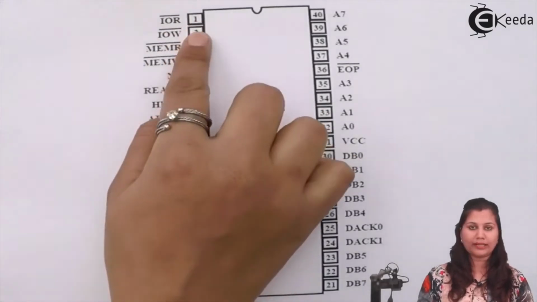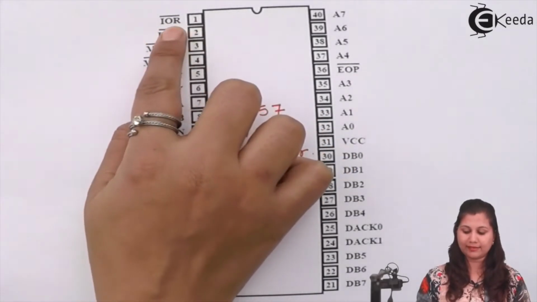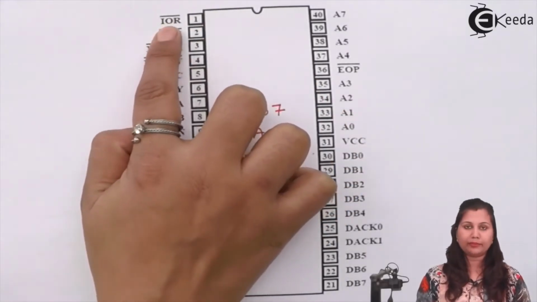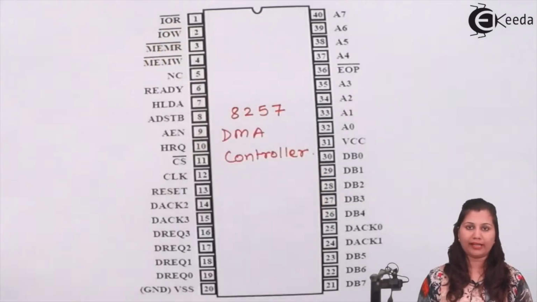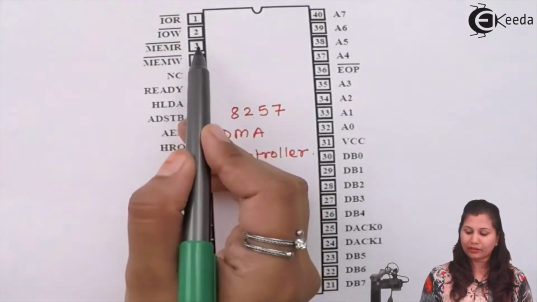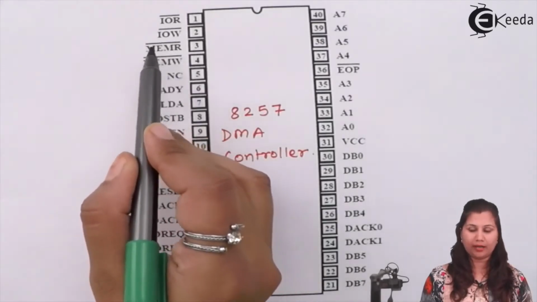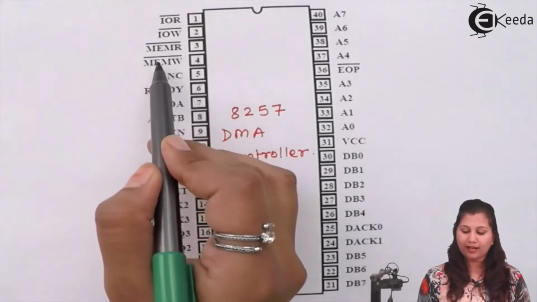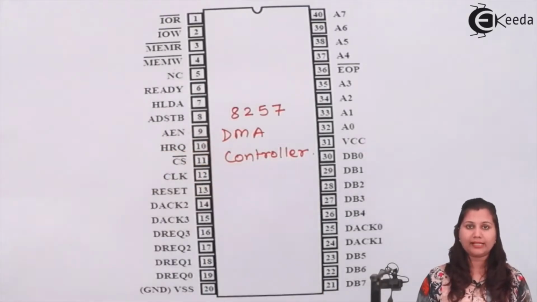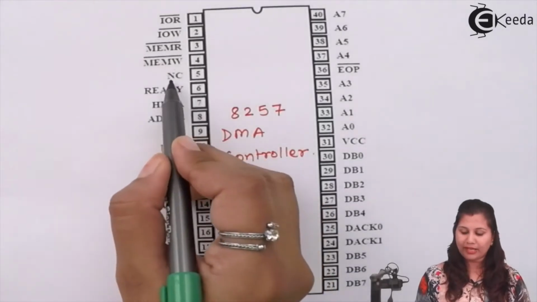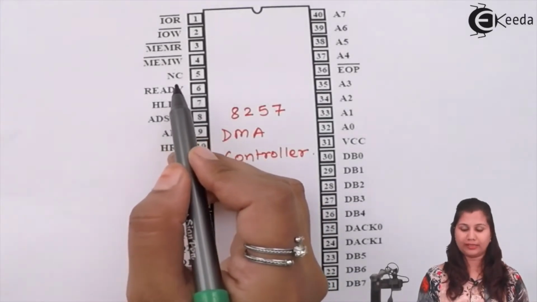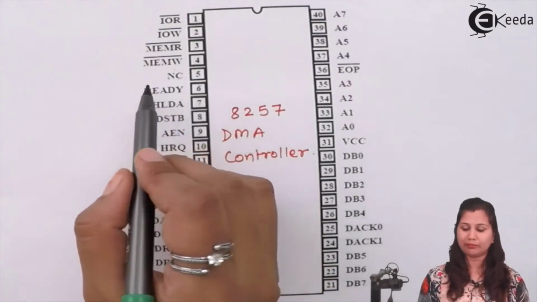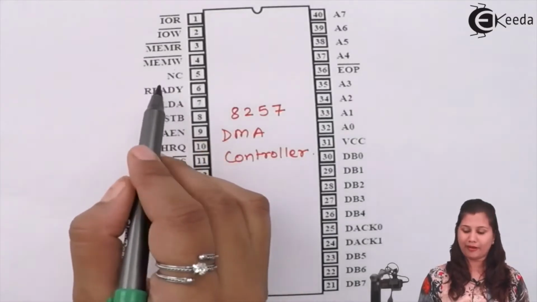So pin number 1 and 2 have the signals IOR bar and IOW bar. These are the input output read and input output write signals. Now we have the third pin, MEMR bar, and MEMW bar at the fourth pin. So these are the memory read and memory write signals. Then we have NC, which means not connected, pin number 5, it has been left and no connections are made at pin number 5.